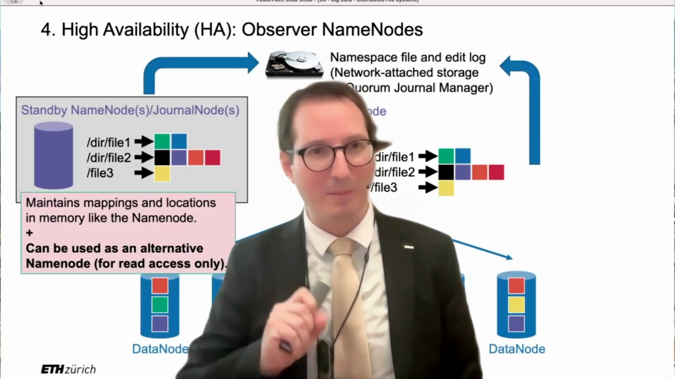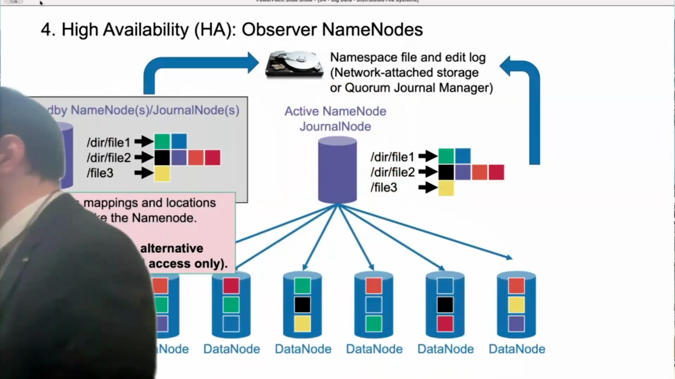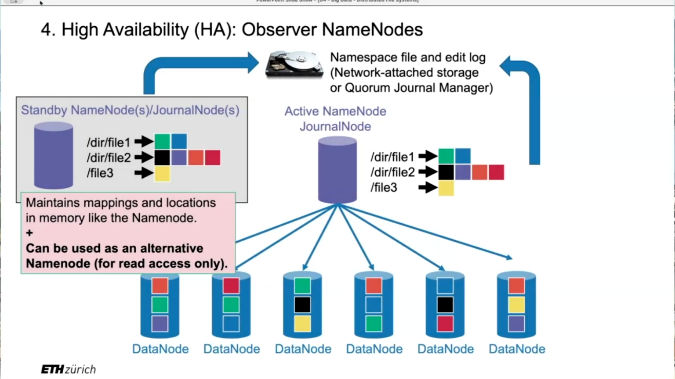Plus, there is one more thing. These standby name nodes can also be promoted to so-called observer name nodes. What it means is that if people just want to read HDFS, then they can also connect to this. It means that you're doing some load balancing for the reading things. If you want to just list the contents of a directory, read a file, know where the blocks are, then what's new with observer name nodes is that the clients can connect to any of them, not just the name node, but also the observer name nodes, only for reading. Okay, who is still with me?